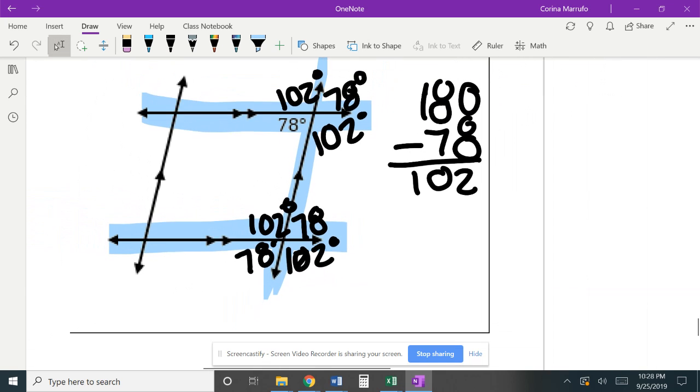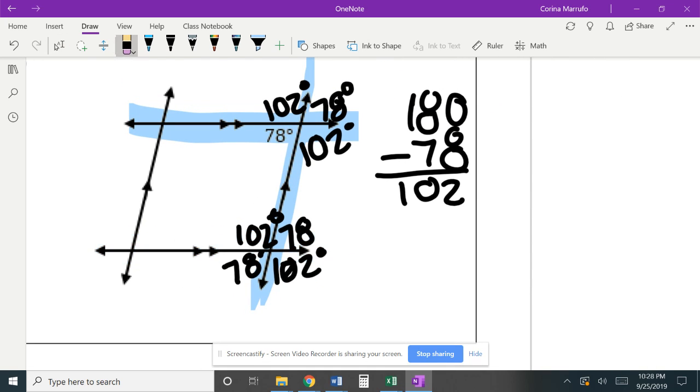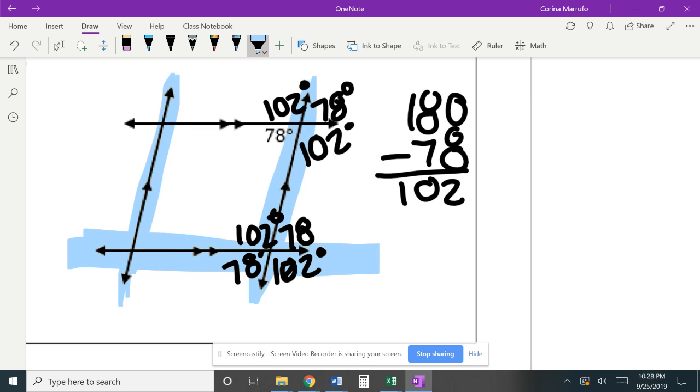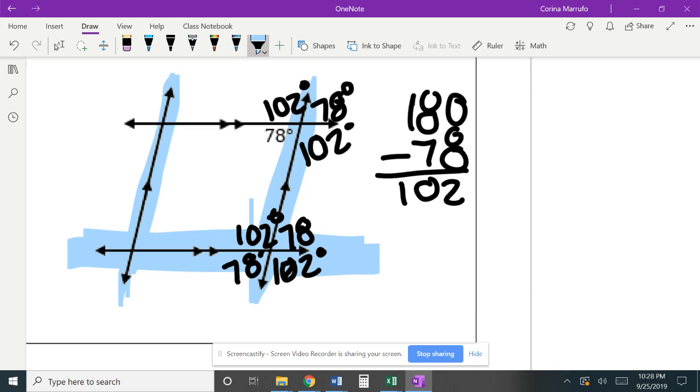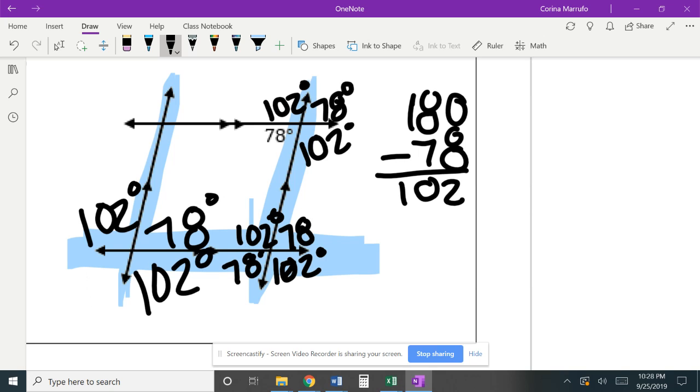Now, we're going to take these off. Now, let's go ahead and take a look at these parallel lines. These two are parallel, and it is cut by this transversal. Then that means this 102 that is right here is going to correspond to this angle over here, which is 102. And then the 78 degrees would correspond with this section here.